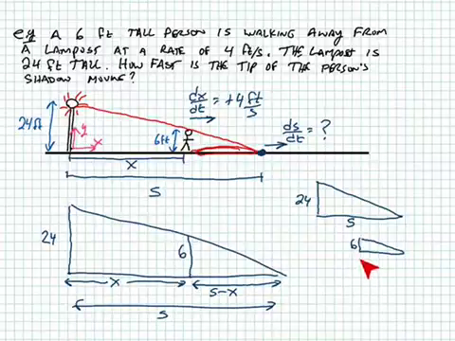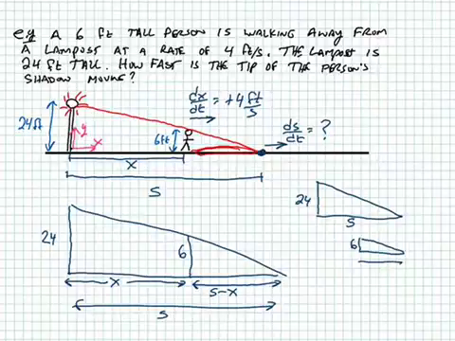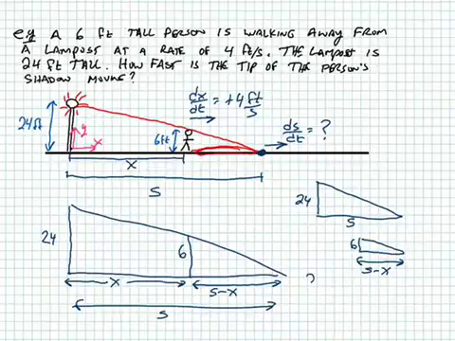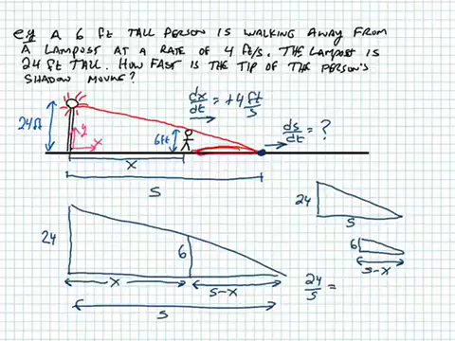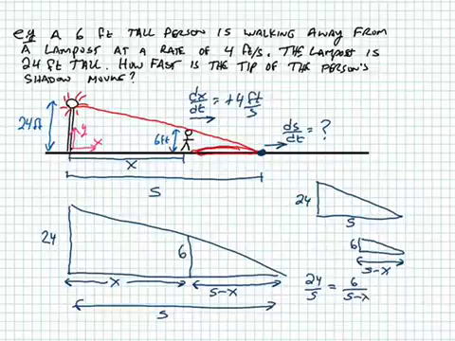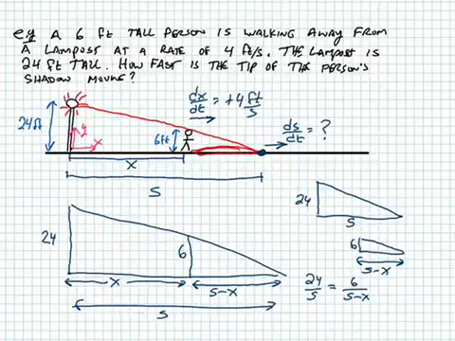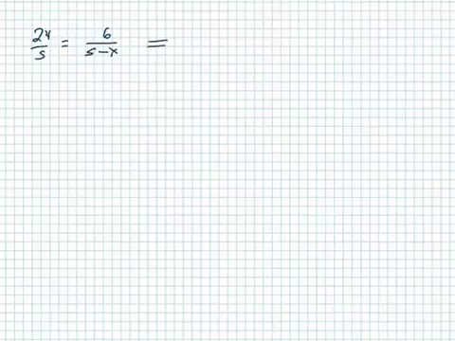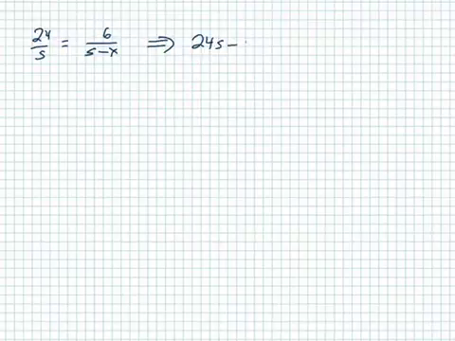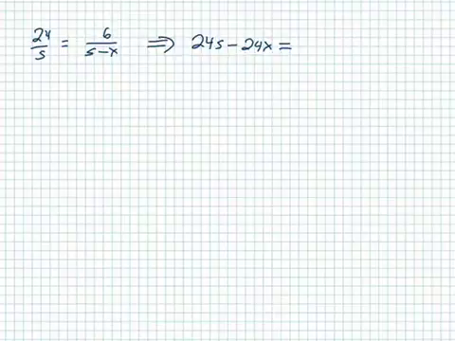So for this little triangle, I'm going to make this length s minus x. Now I'm going to use similar triangles. The ratio of the big triangle, 24 over s, is equal to the ratio of the little triangle, which is 6 over s minus x. I'm going to cross multiply. Let me add a page and rewrite that equation. So I've got 24 over s equals 6 over s minus x. Cross multiplying, I get 24s minus 24x, I just distributed that 24, is equal to 6s.